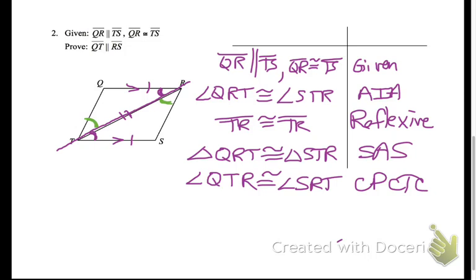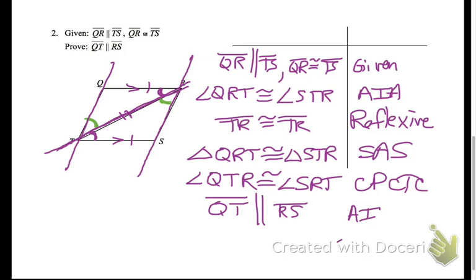Well, that's nice because those are now alternate interior angles. If we look at these two lines being cut by this transversal, that's all we need to show that QT is parallel to RS, and that's alternate interior angles, converse theorem.